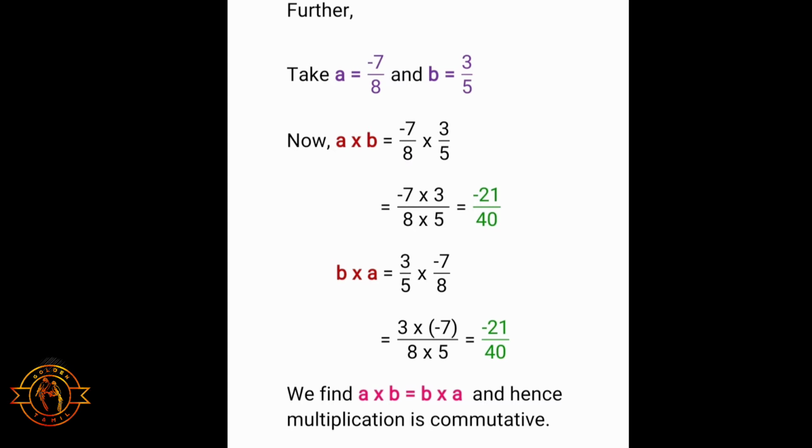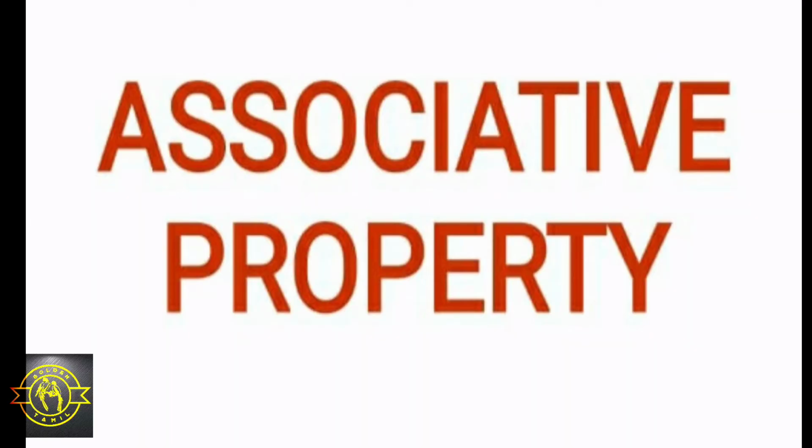From this illustration, what is a into b? It is minus 21 by 40. And what is b into a? It is also minus 21 by 40. And hence, a into b is equal to b into a, and multiplication is commutative. And next we are going to discuss the associative property.